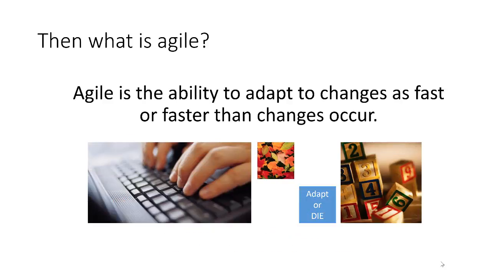The definition that I like to say for organizations, when talking about agility within your business systems, is the ability to adapt to changes as fast or faster than the changes occur within your context.